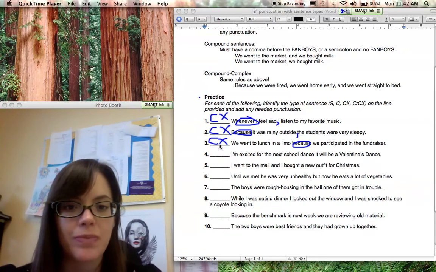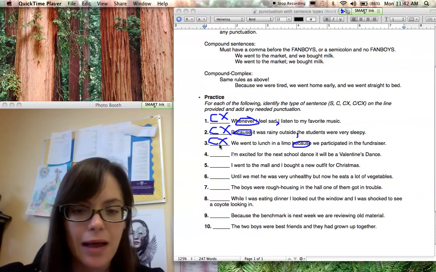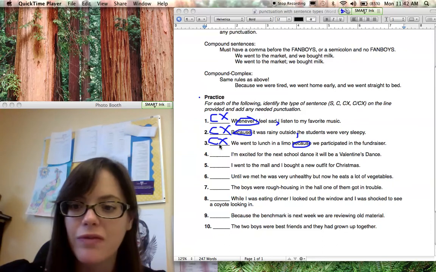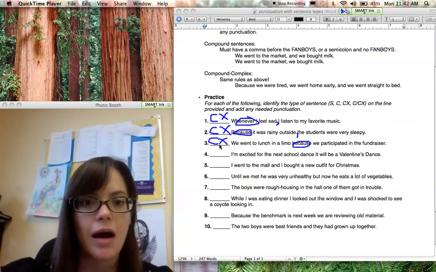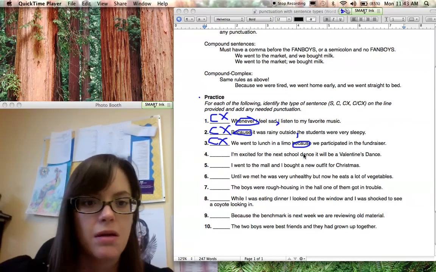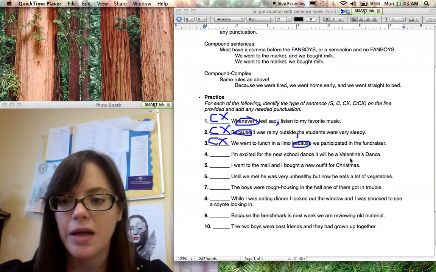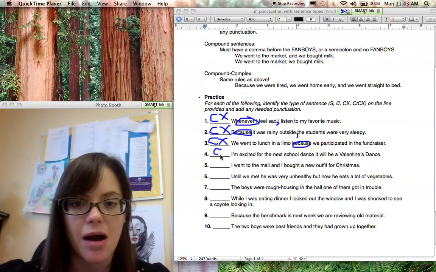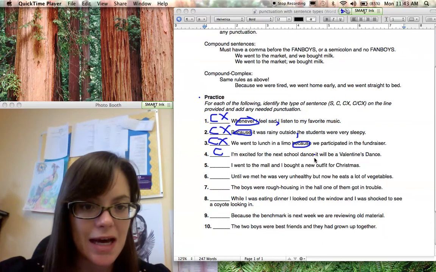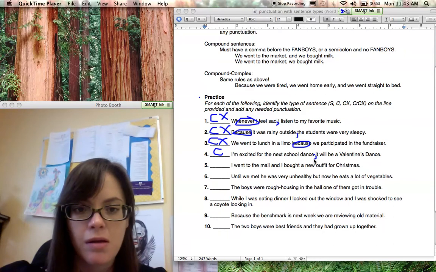All right, let's see number four: I'm excited for the next school dance. It will be a Valentine's dance. Looking for my clauses first, I see I'm excited and it will be, so I know I've got two clauses. I'm excited for the next school dance: that's independent, and could stand by itself as a sentence. It will be a Valentine's dance: same thing, also independent, could also be a sentence. So I'm going to say that's compound because I've got two independent clauses. And I don't have a fanboys here, so I need to add a semicolon in between my two independent clauses.